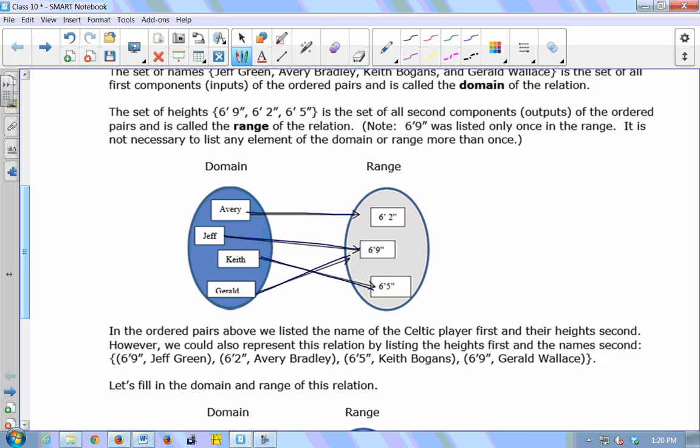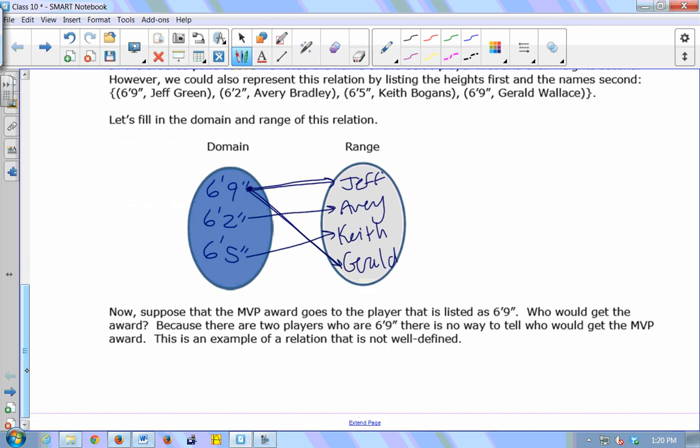We call this one a function when each name corresponds to exactly one height. But when we do it the other way, each height doesn't correspond to exactly one name. Here's a height that corresponds to two different names. So that's what makes this not a function.